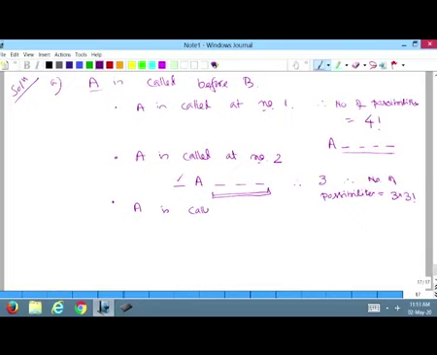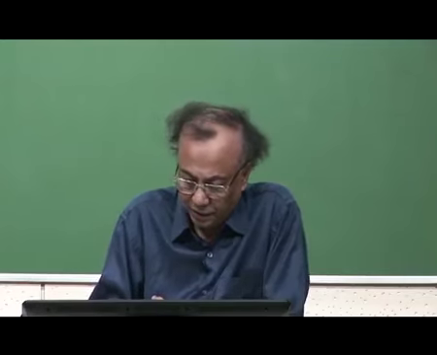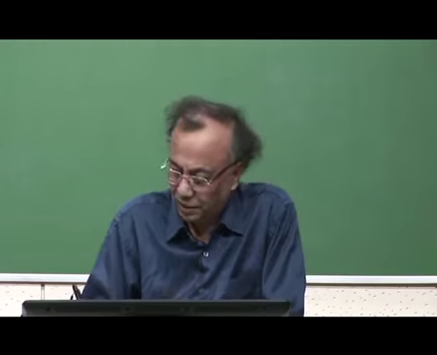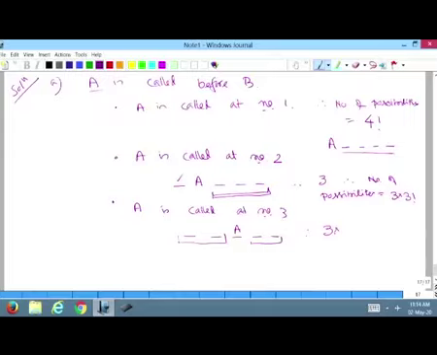Third is that A may be called at number 3. Therefore, B can be in one of these positions. Out of the other three, you choose two and put them there. That can be done in three ways, and then they can be permuted among themselves. So, that can be done in two ways. Now, B and the other candidate can be permuted here in two ways. Therefore, total possibilities is equal to 12.